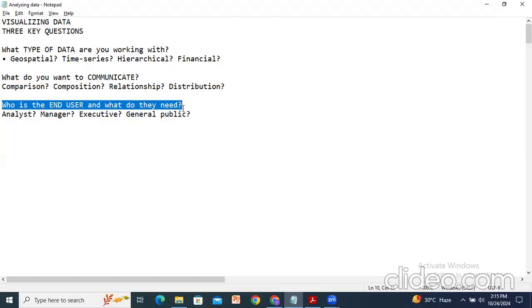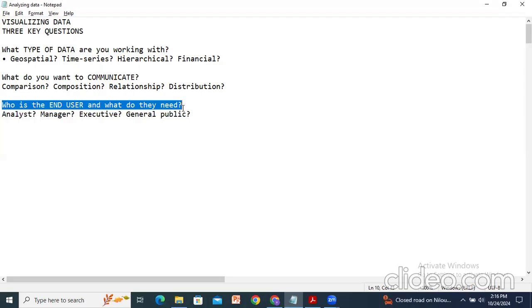For who the end user is and what they need, we'll mainly go with three categories: analyst, manager, and executive, and the last one is the general public. The analyst wants detailed data for in-depth analysis, like tables or combo charts, that is bar chart plus line chart. This way, the trends can be identified.